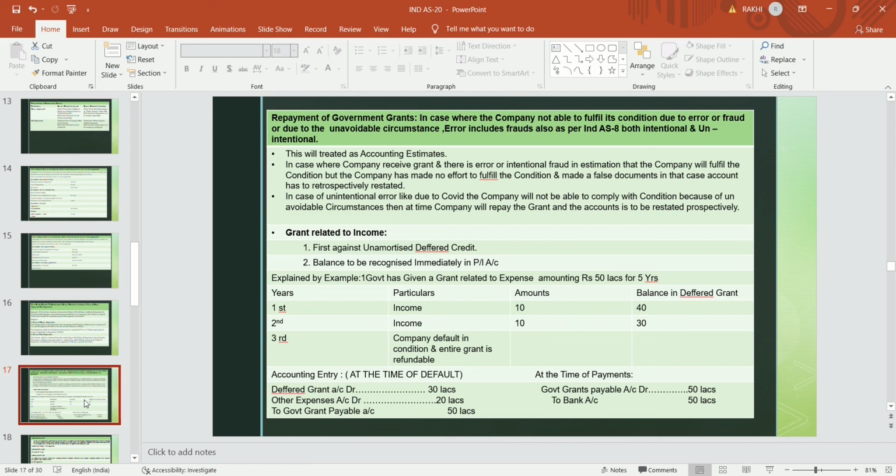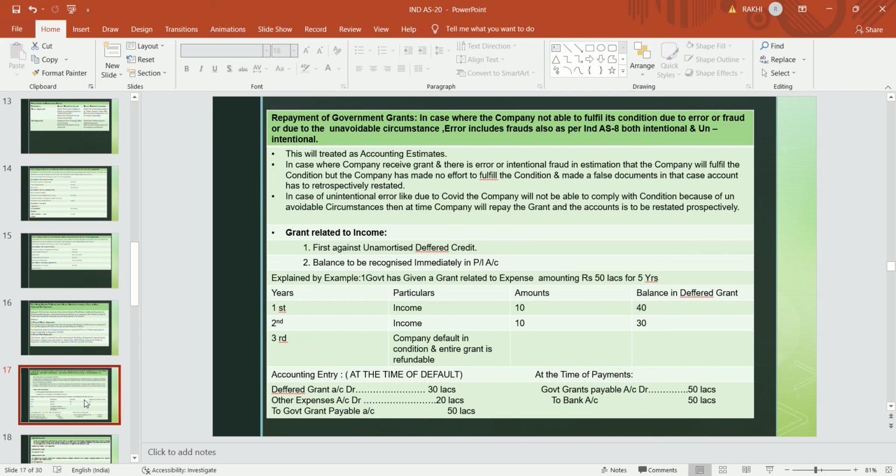So a grant related to income is first adjusted against the unamortized deferred credit, and the balance is to be recognized immediately in the P&L. Let me explain by example. The government has given a grant related to expense of rupees 50 lakhs for 5 years. It will be treated as income, amortized over a period of 5 years, that is 50 divided by 5, that is 10 lakhs each year.